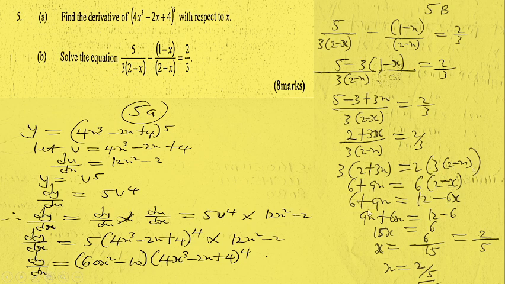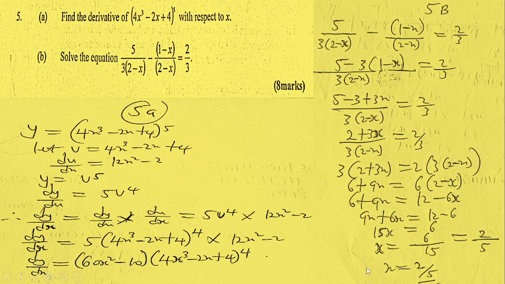Then collect like terms. We have 9x, and minus 6x goes this way, so we have 9x plus 6x equals 12. Then 6 goes this way, so we have 12 minus 6, so 15x equals 6. Then x will be equal to 6 divided by 15. 3 can go here, 3 can go here, and that will give us 2 over 5. So the value of x for this equation is 2 over 5.